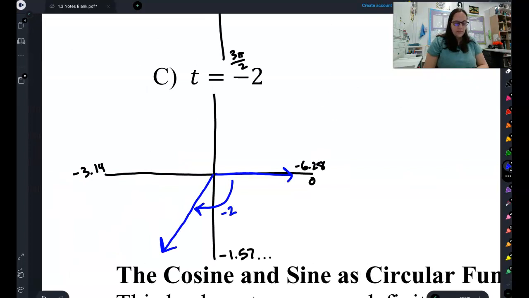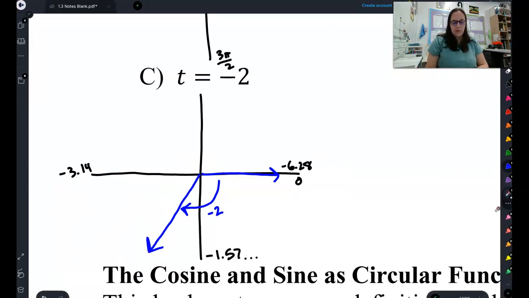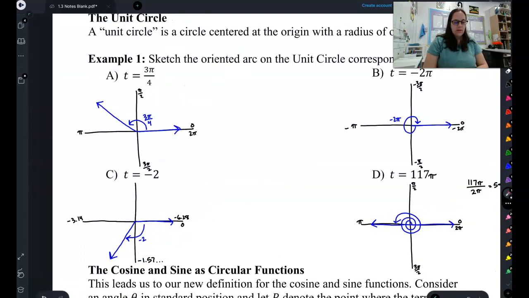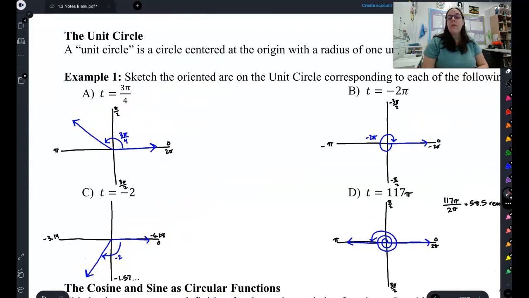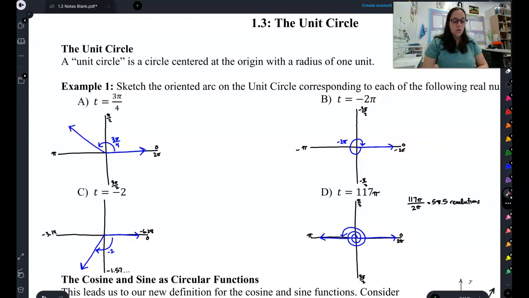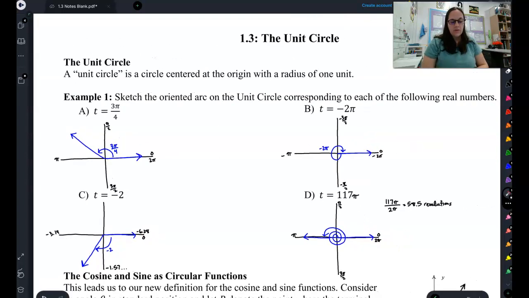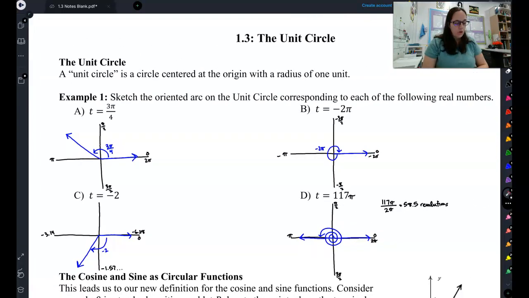By the way, I realized I made a quick mistake on this. This is actually 1.57, not 1.7 something. Remembered that wrong. So that is our quick review on graphing these angles. In the next video, we're going to use this graphing to start talking about sine and cosine of the unit circle.